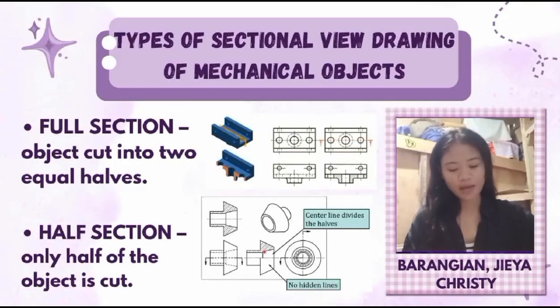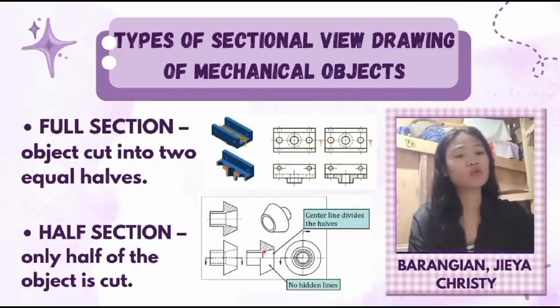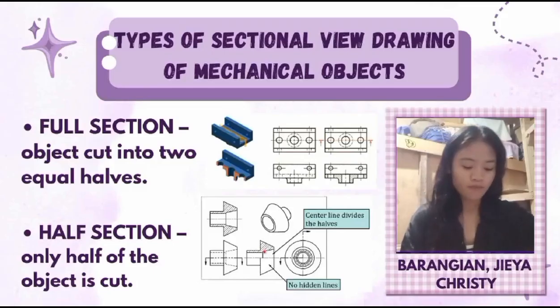So we have 5 types of sectional views in drawings of mechanical objects. What are those? First, we have the full section. The object is cut into 2 equal parts. An object that you cut in half is called a full section. For example, if you have a mango, or any object, and you cut it, it becomes two parts, for example the right and left side. That is called a full section.